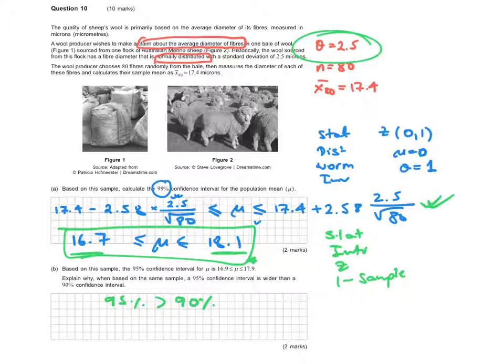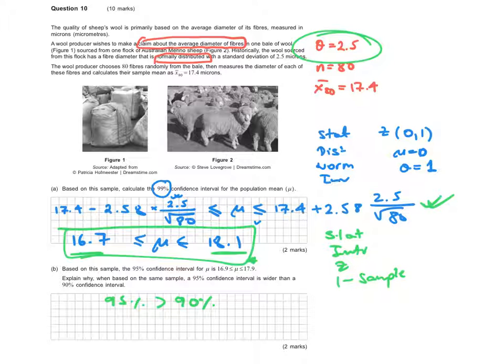So to be more sure of containing the mean, okay, containing, my pen, what is going on? Okay, I'm just going to explain this. To be more sure of containing the mean, we need to have a wider net.